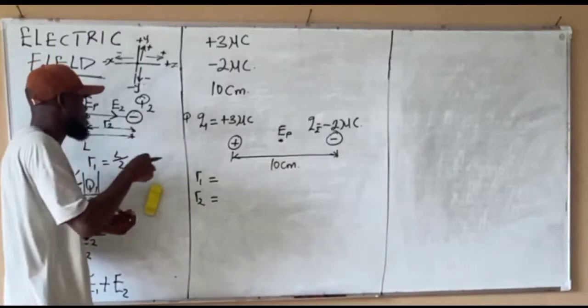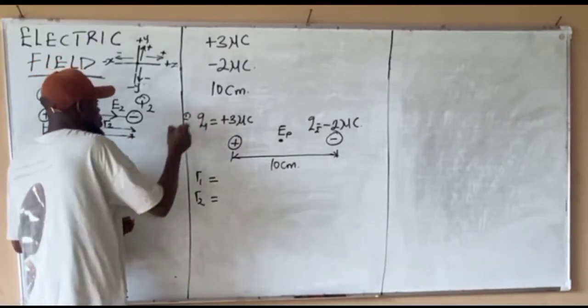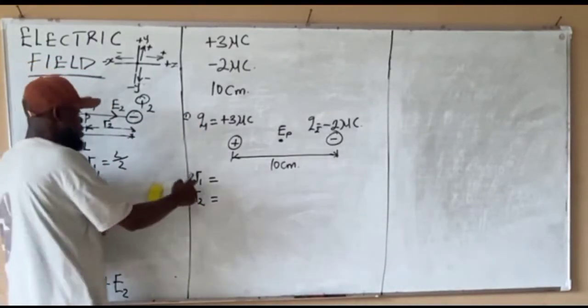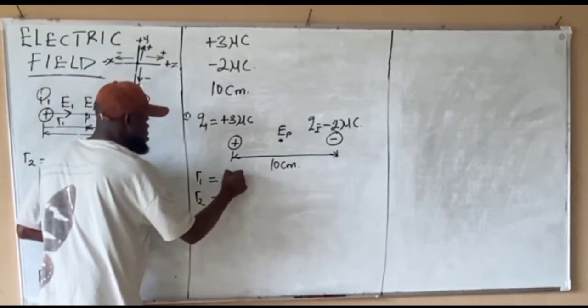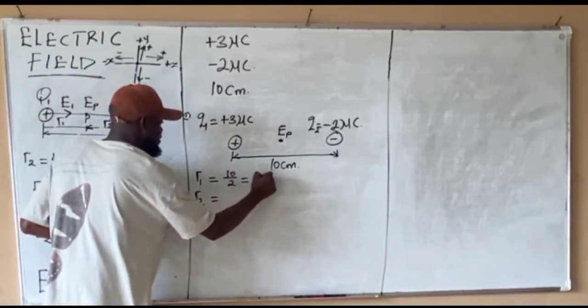Remember the first question I called was the midpoint. So R1 will now be the full distance, which is 10 over 2. That will be what? 5 cm.